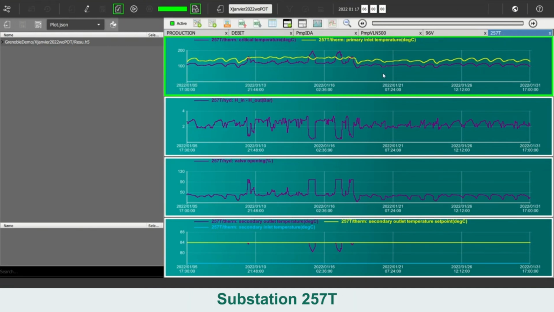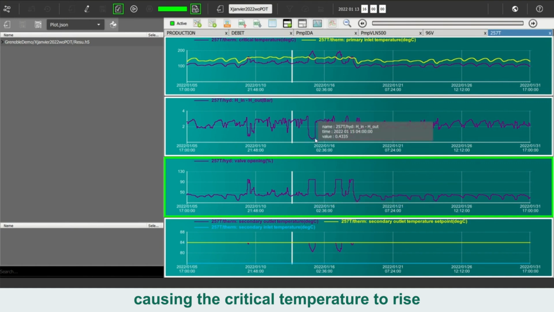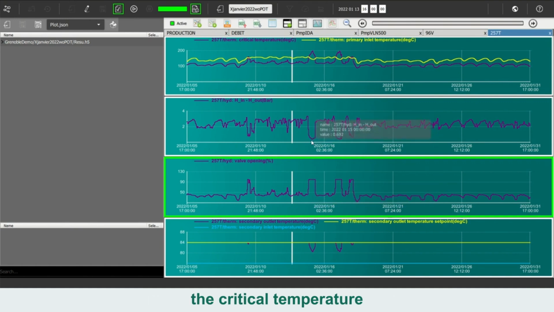For example, substation 257T, with an initial graph tracing the evolution of the control valve position at this consumer. Over certain time periods, we can see that the position of the valve is 100% saturated. This means that the energy demanded by this consumer is not fully transmitted by the network. This is due to a drop in the differential pressure across this consumer, which reaches values of around 0.5 bars, causing the critical temperature to rise to very high levels. Remember that the critical temperature is the minimum temperature that the network must reach to satisfy the consumer's demand.